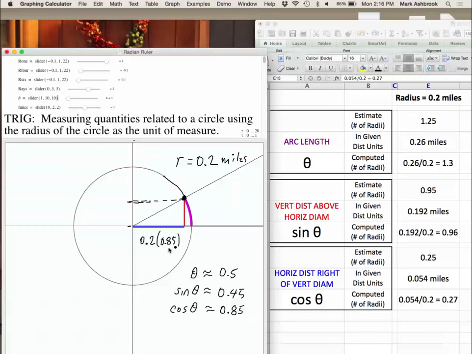So it's like taking a fraction, 0.85, of 0.2. So we're expecting something a little bit less than 0.2, right? Or 85% of it. Anyone got that real quick? What is it? 0.17 miles. That sounds about right. Okay, 0.17 miles to the right. Does that make sense?